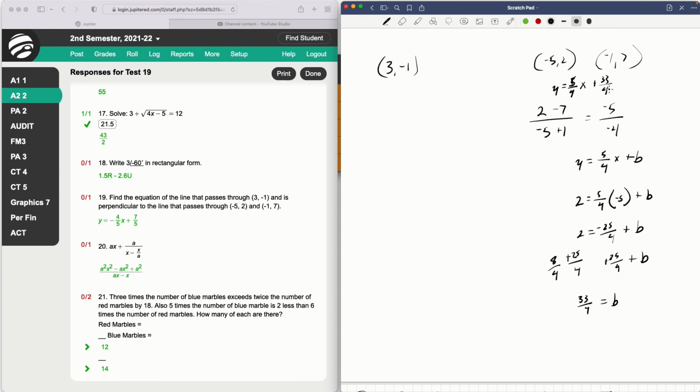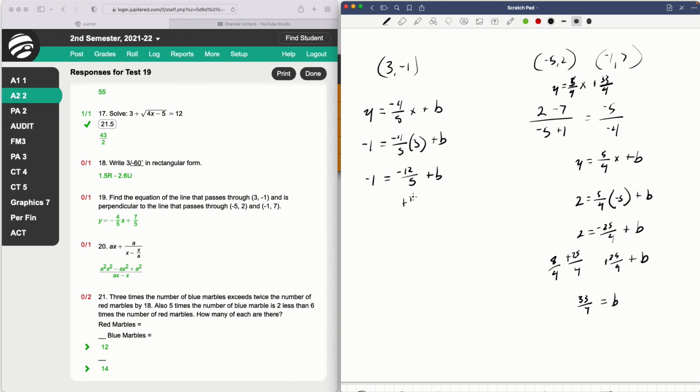So it's going to be the opposite sign and the inverted or the reciprocal fraction. So it's going to be y is equal to negative 4 over 5 x plus b. And we use this point to find our b. So negative 1 is equal to negative 4 over 5 times 3 plus b. Negative 1, that's going to be negative 12 over 5. That's going to be plus 12 over 5, okay?